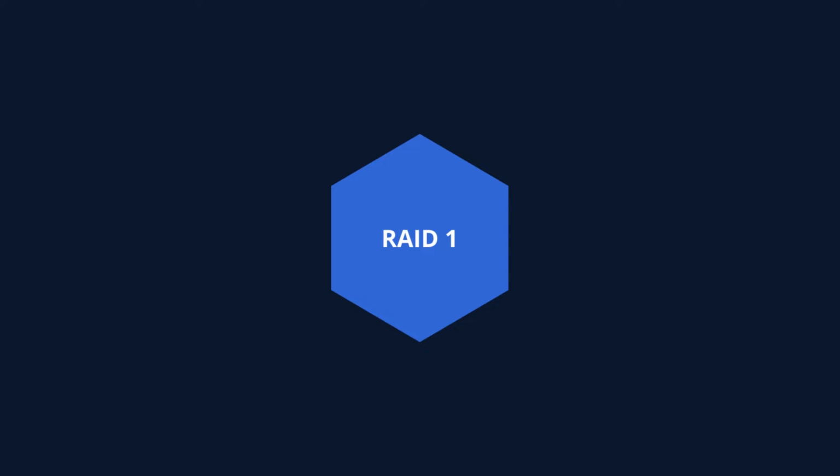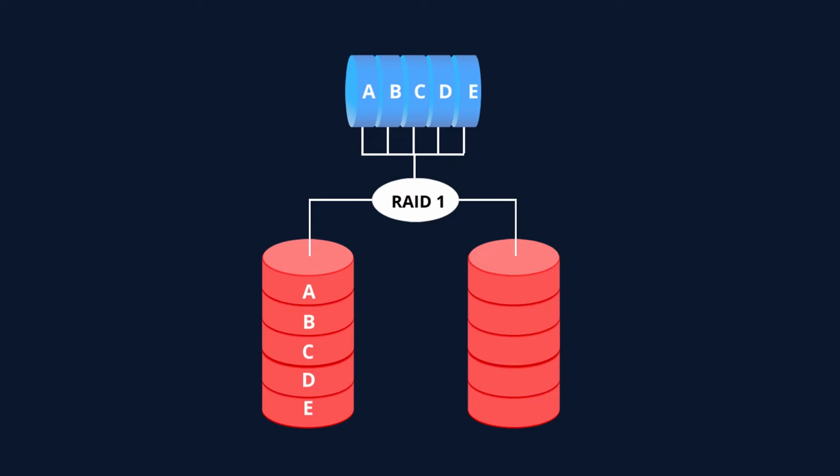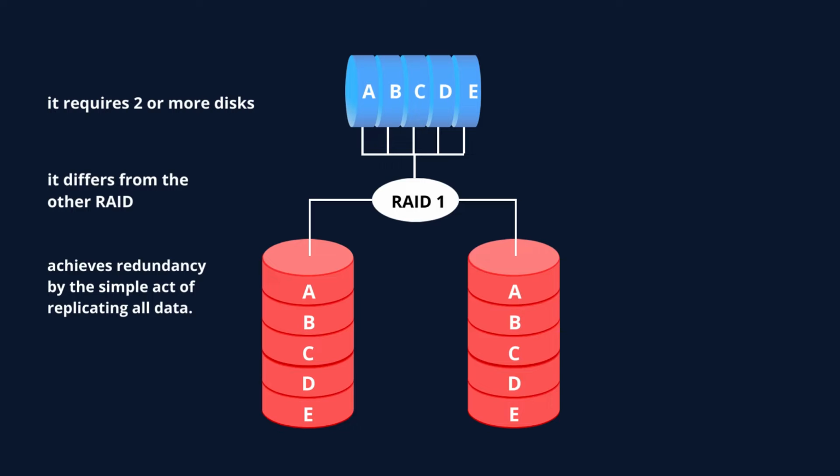Next, we go to RAID 1. For this RAID, it requires 2 or more disks. RAID 1 differs from RAID 0 in how redundancy is accomplished. RAID 1 achieves redundancy by the simple act of replicating all data. In other words, data are mirrored between two disks. In terms of data distribution, it is the same as RAID 0.